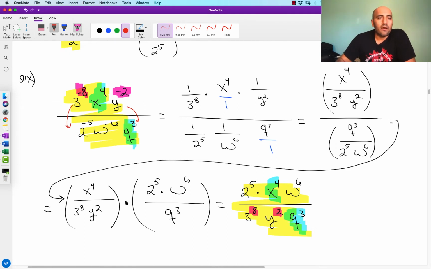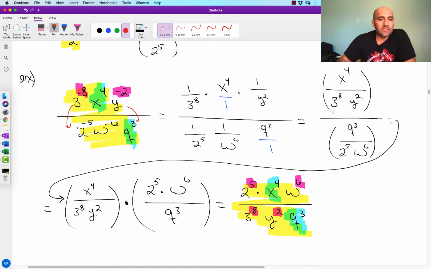On the other hand, 2 to the negative 5 started out life in the denominator, and then at the end of the day, it ended up here in the numerator. And then the w to the negative 6 started out in the denominator and ends up here in the numerator, right?